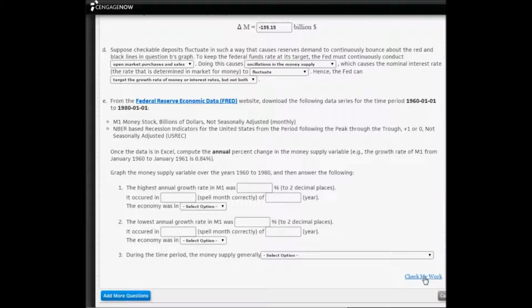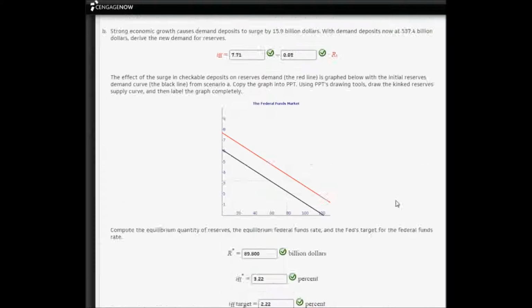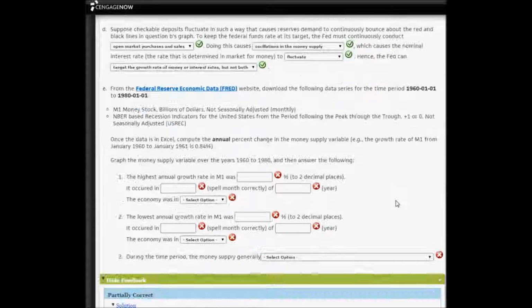I'm going to check my work, and I should get everything but part E, which I leave to you, correct. And it looks like I get everything correct, but the numbers in part E.